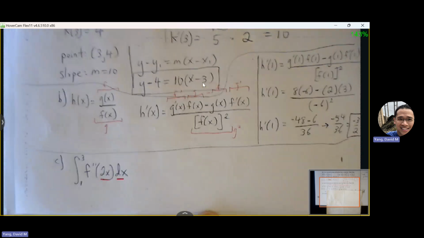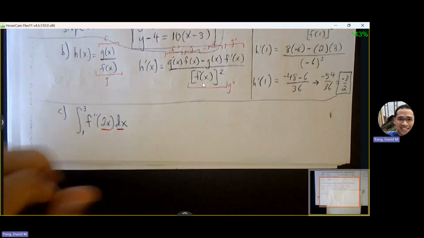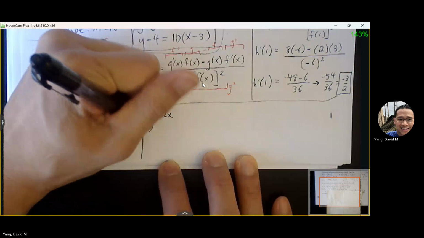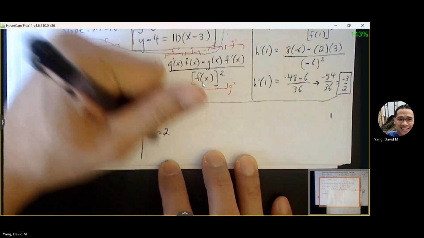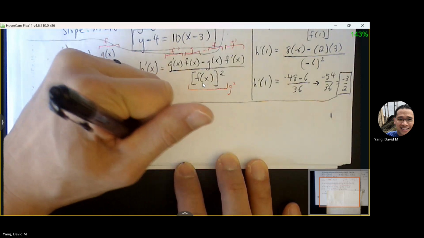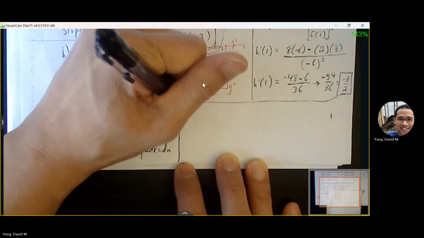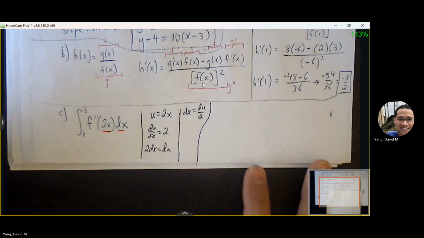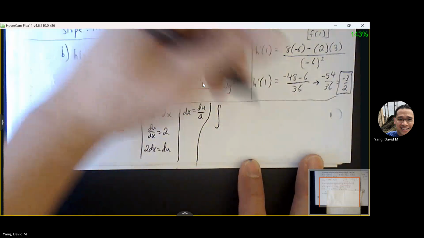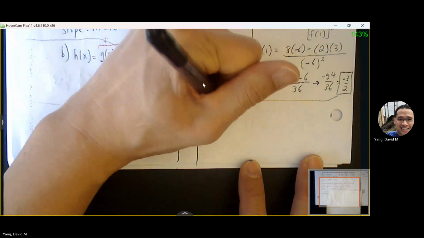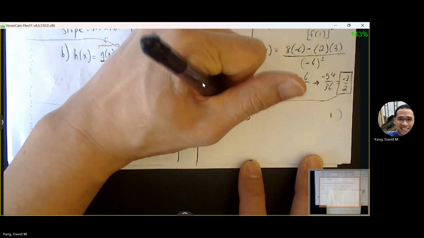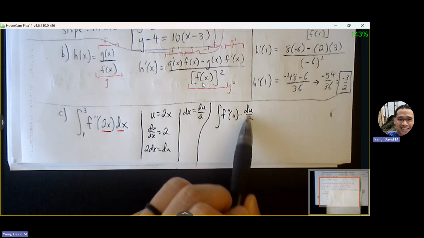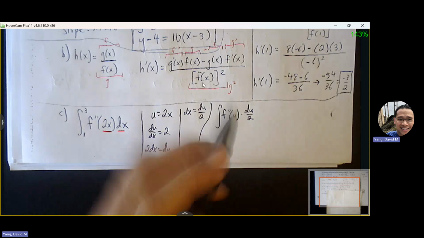Okay, finishing up part C here. Our U value is that 2x. And once we get everything in terms of U, we can see there's a leftover 1/2 that needs to be part of this process.